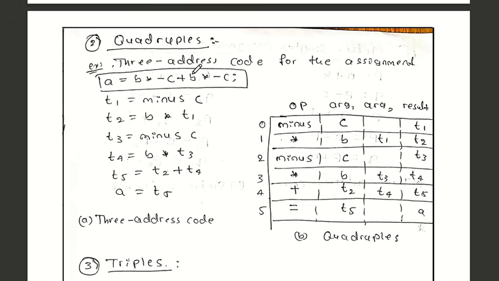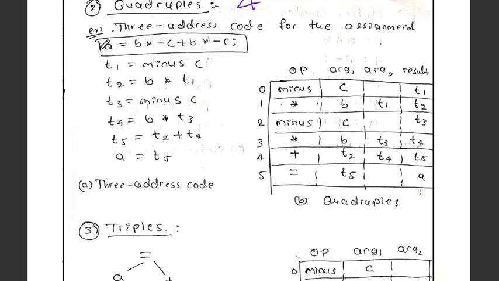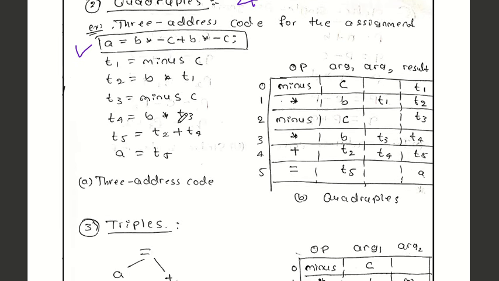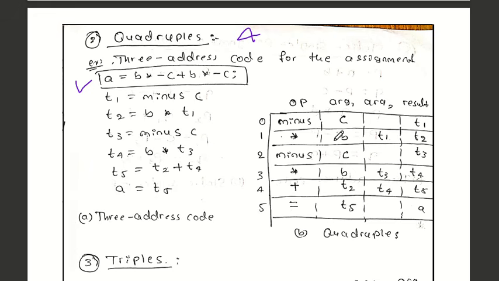Then the second one, quadruples. Quadra is nothing but 4, right? So a quadruple uses a 4 format, that is operator, argument 1, argument 2, and the result. In this format itself you need to explain using this example. So this is an example. For this example you need to write the three address code here, and for this three address code you need to draw the quadruple. That's it. This example is standard, and everywhere you need to explain this example itself, but the way of representing the table will differ.